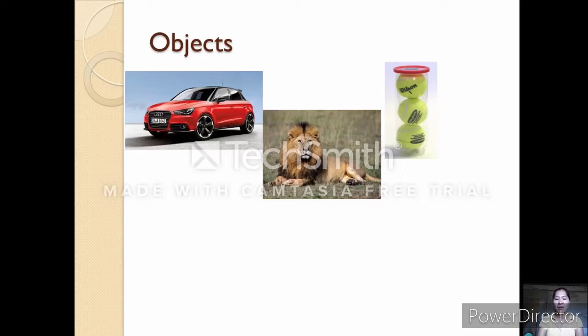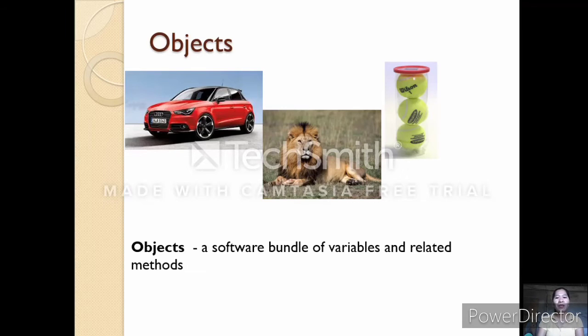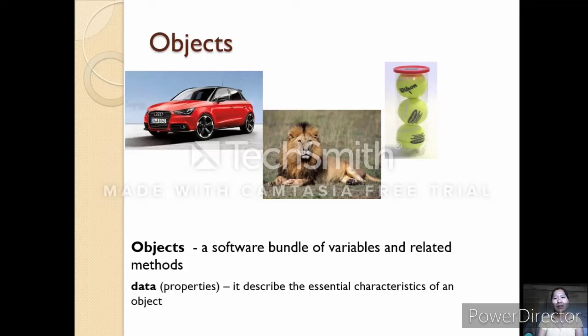Now, in programming, an object is described as a software bundle of variables and related methods. Observe, we have the two terms, variables and related methods. What is a variable? A variable is the data or properties of an object. This describes the essential characteristics of an object. The car, for example, is colored red. The lion, for example, is a tame or wild animal. And the tennis ball, for example, is colored yellow.